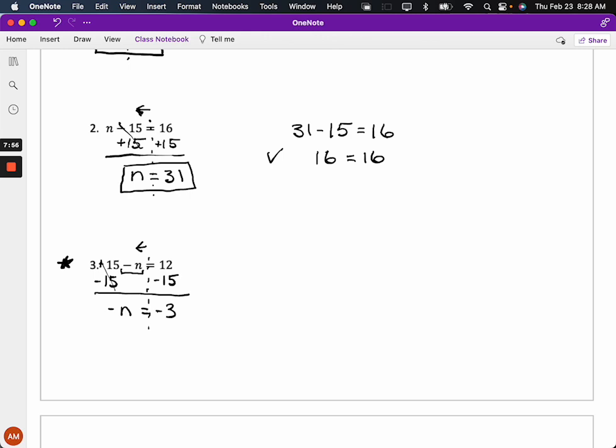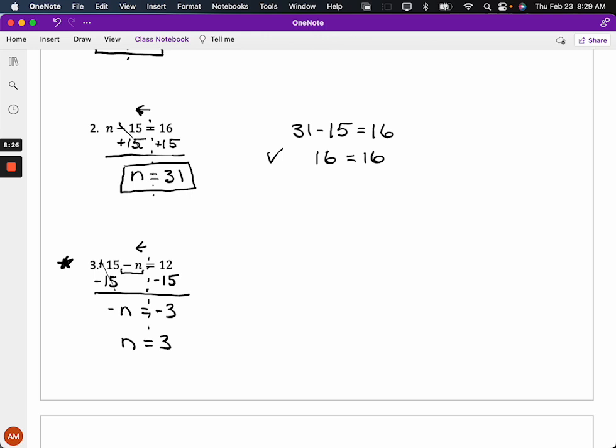Well, if negative n equals negative 3, it's really like saying the opposite of n is negative 3. Well, if the opposite of n is negative 3, then positive n would be positive 3. When we change the signs on one of our values from a negative to a positive, we have to do it to all the values in our equation. So I can change the value of n from a negative to a positive, and then I have to also do that to the negative 3 as well.